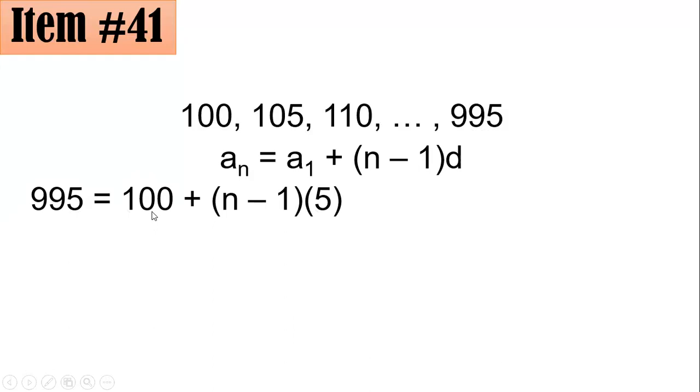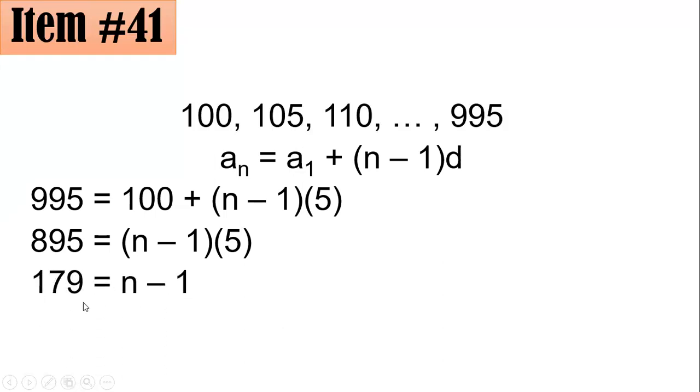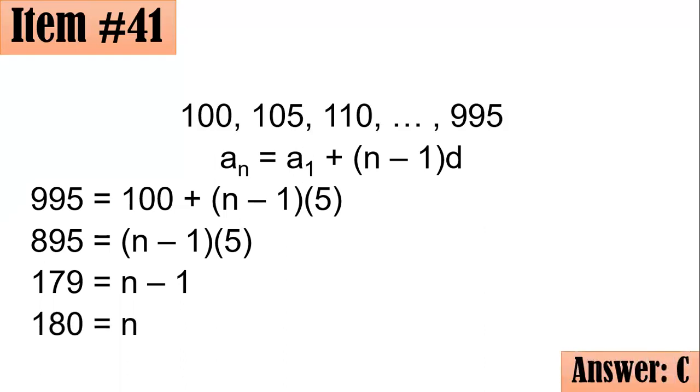Subtracting both sides by 100, you have 895 equals n minus 1 times 5. Dividing both sides by 5, so we will have 895 divided by 5 is 179 equals, when the right-hand side is divided by 5, it will be n minus 1. And adding 1 both sides, you have 180 equals n. Thus, there are 180 three-digit numbers that are multiples of 5. Letter C.